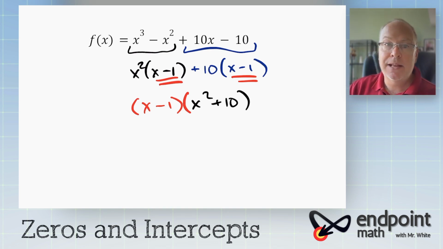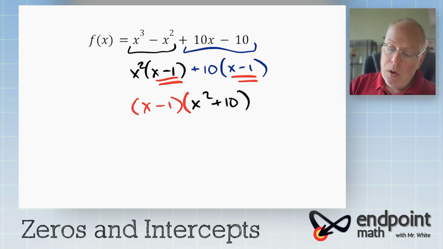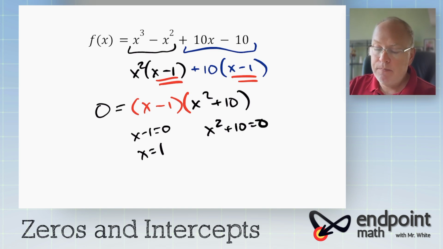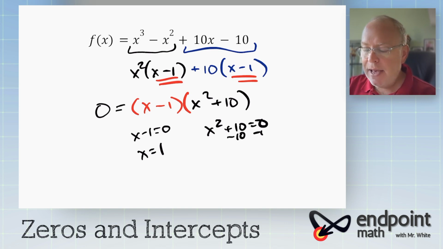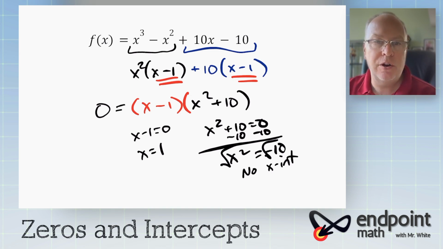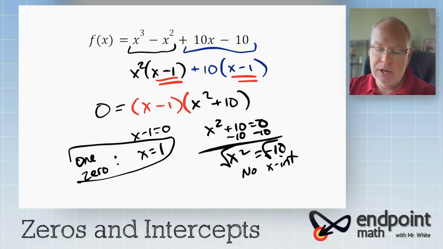And I have, like I said, lots of videos on factoring. I go through the grouping method in one particular video. We're setting that equal to 0. So when is x minus 1 equal to 0? That's at 1. When is x squared plus 10 equal to 0? Never. Wait, what? Never? Yeah, if you subtract 10, this is an imaginary problem. You're not allowed to square root a negative. So no x-intercepts or zeros are generated by that one. So there's only 1 zero, and it happens at x equals 1.